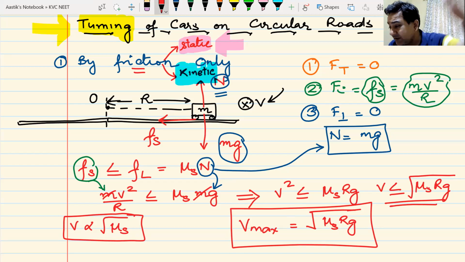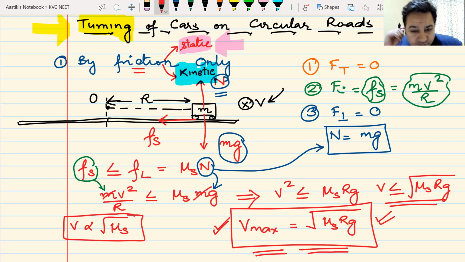You may not remember the entire discussion. What you have got to remember is this point. If you can remember this point, keep it in mind always. What is the maximum velocity with which a vehicle can turn on a circular path? The answer is root over mu s into r into g. Do we understand this? This is the only thing that you have to remember. I have given you the entire analysis. You only need to remember the final answer.